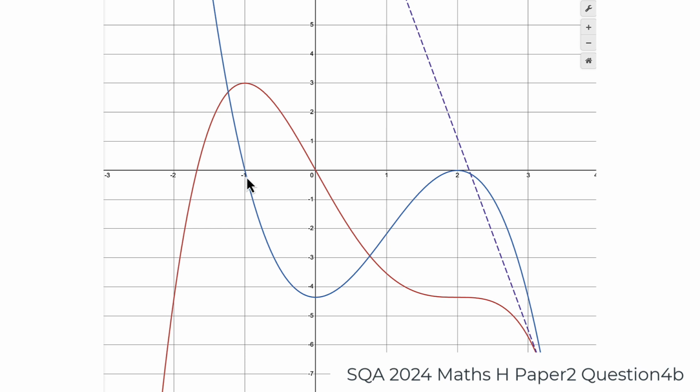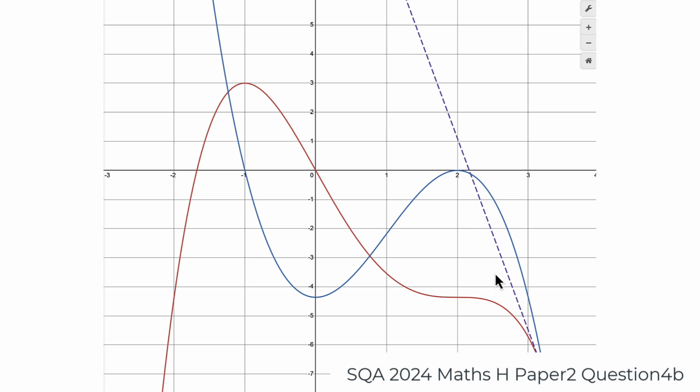And where the blue graph, the derived graph, is below the x-axis, the corresponding points on the red graph show the graph has a negative gradient. So above, positive gradients. On the x-axis, stationary points or points of inflection. Below the x-axis, negative gradients.